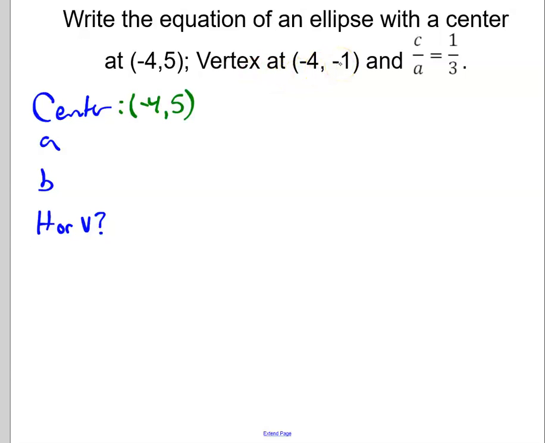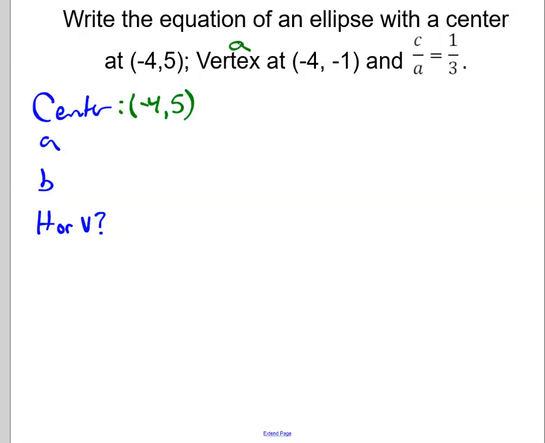Vertex at (-4, -1). So that tells me the vertex will help you find your a. If you remember from the graphing, every ellipse only has 2 vertices. It's only the points that are on the major axis. So the vertex will always tell you your a.